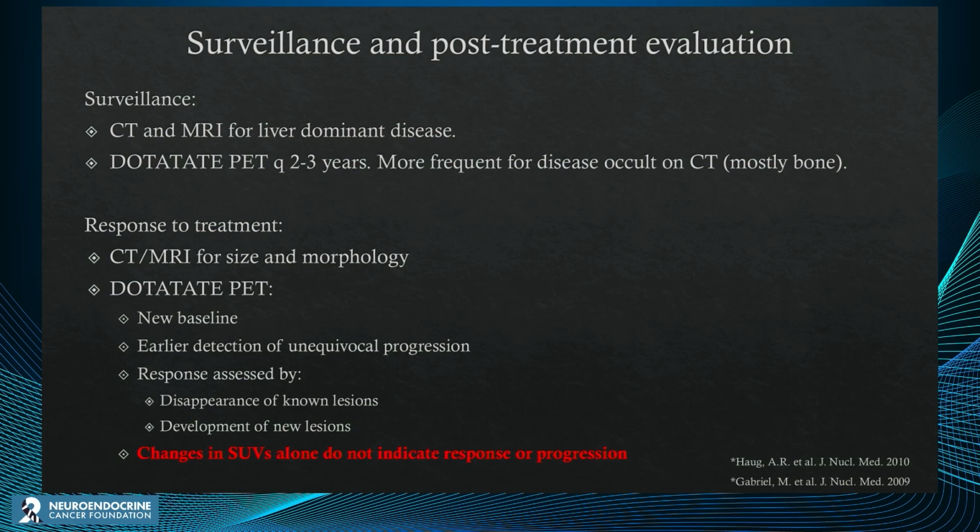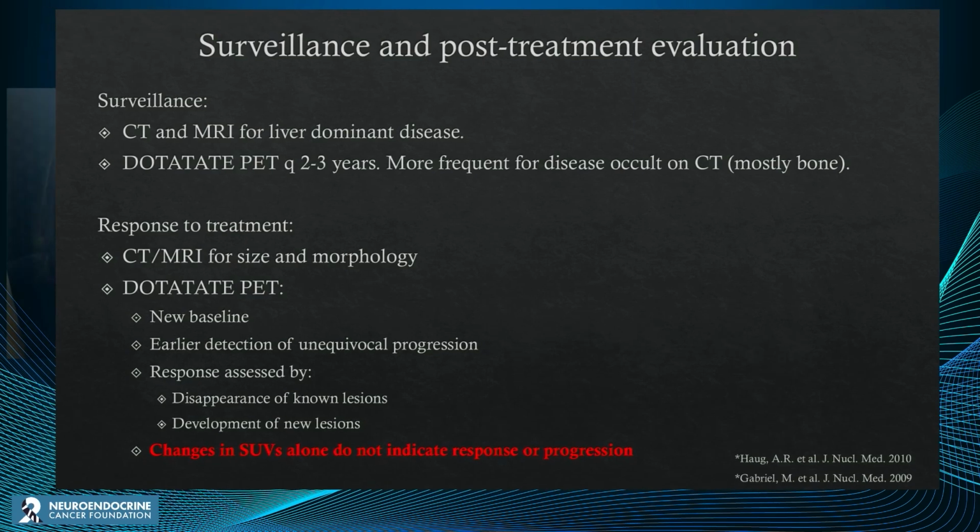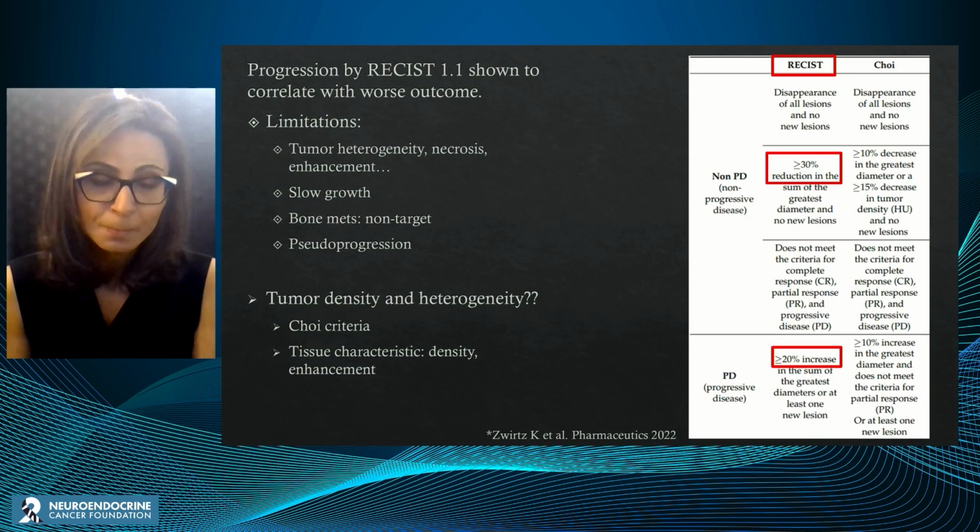For response to treatment, we use the size on CT and MRI, but also the morphology, as I'm going to talk about in a bit. And we use dotatate PET after treatment, which is going to be a new baseline for the future. It's going to allow us to detect earlier if there is unequivocal progression after treatment. And we assess for response on dotatate PET by either disappearance of known lesions, development of new lesions, and very important point is that the changes in SUVs alone do not indicate response or progression. So I'm going to show you a few cases of follow-up post-treatment.